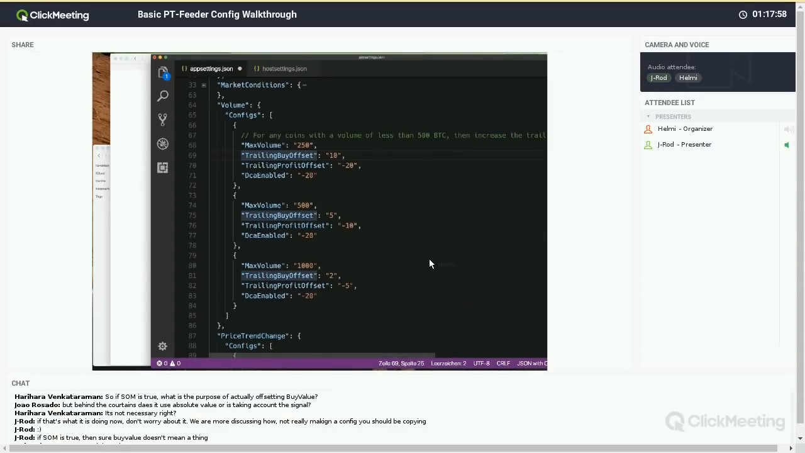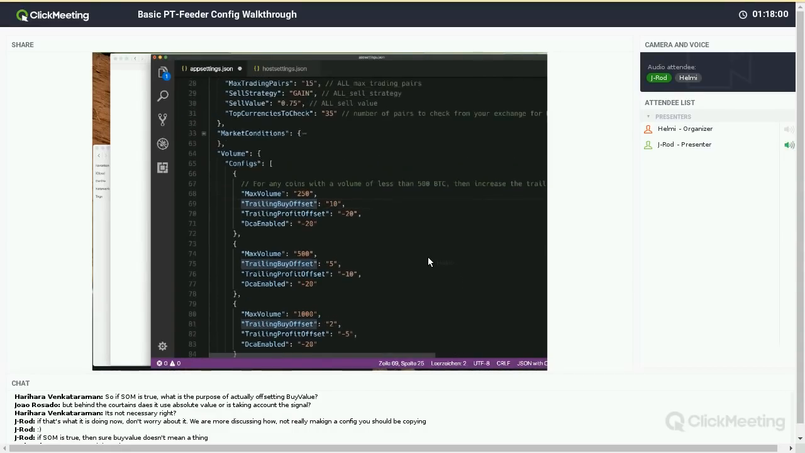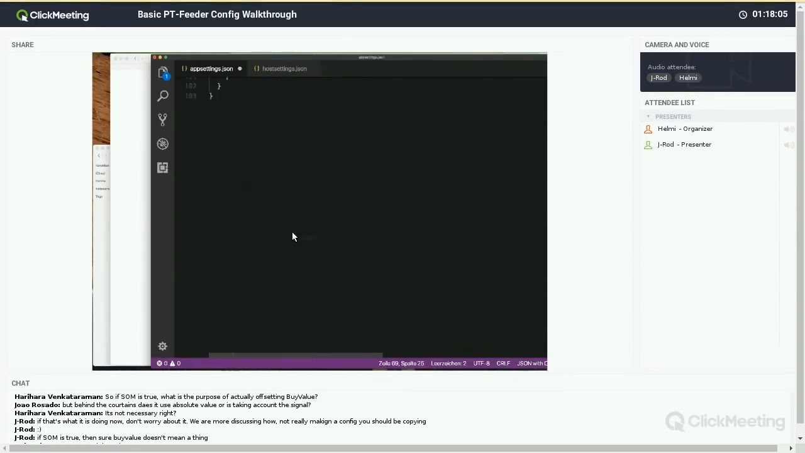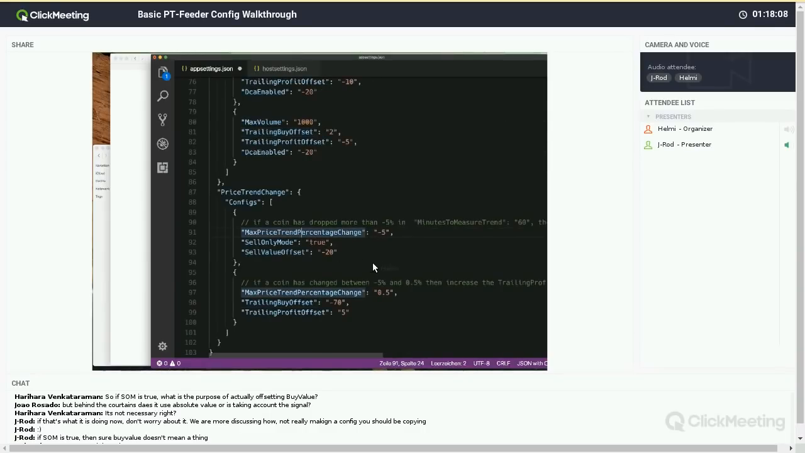So same thing with price trend change. If you go down to that one, here we are. Okay, so this is where those windows come in, and it's saying per coin if it's dropped 5% in the short term. In this case, it's not saying short because it's just implied. There's minutes to measure trend, and there's also the longer version, a longer term price trend change that actually covers the longer time frame.